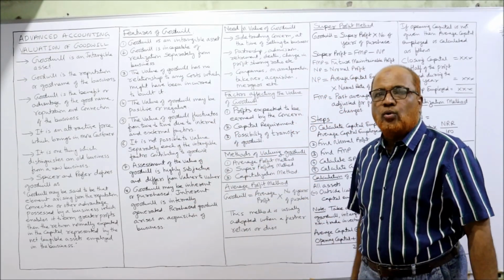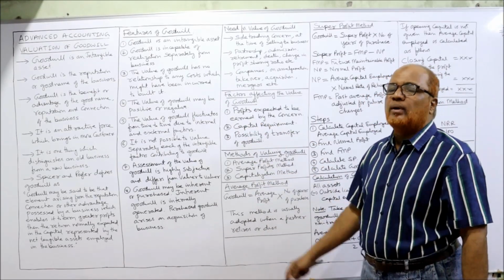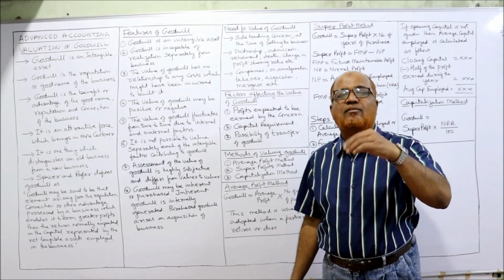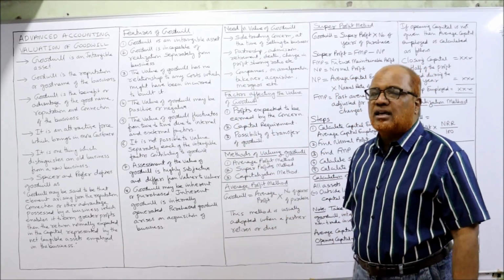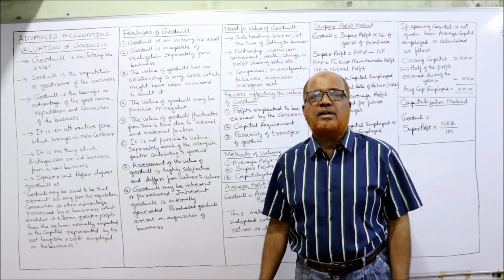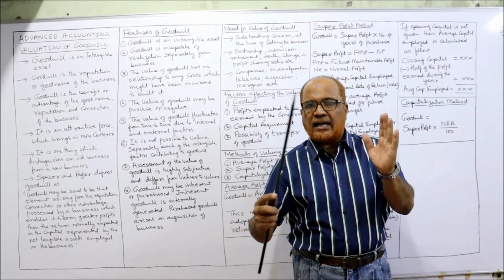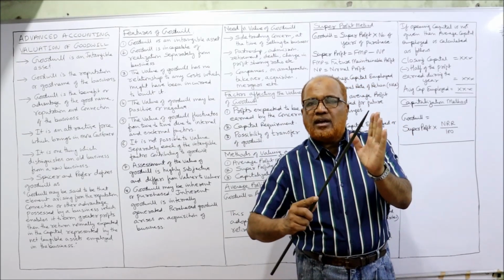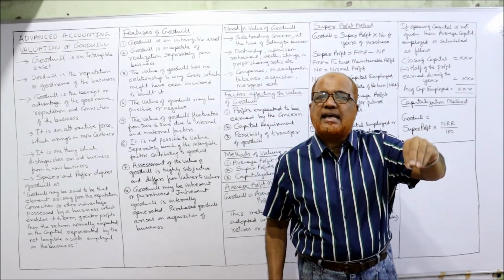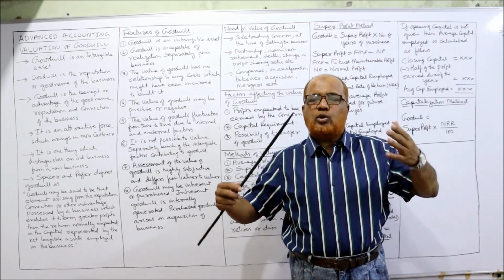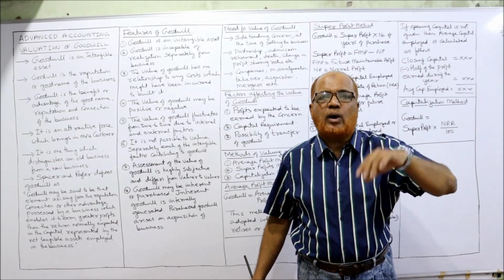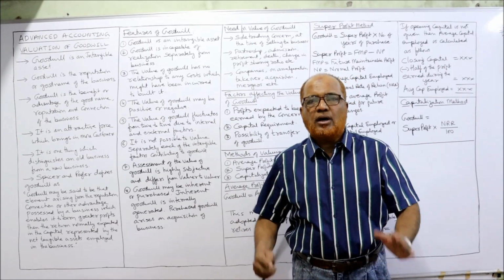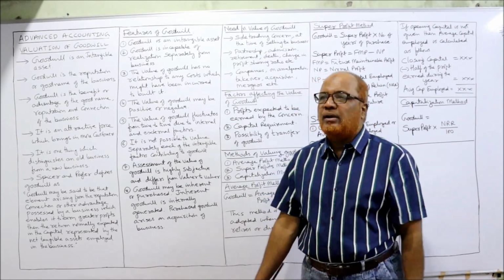Now, features of goodwill. The first feature of goodwill is that it is an intangible asset. We cannot see or touch goodwill, but it exists. Second, goodwill is incapable of realization separately from the assets. That means goodwill is attached with the business. We cannot separate goodwill and sell it separately. For example, if I want to keep my business myself and sell my goodwill to others, it is not possible. Goodwill is inseparable from the business.